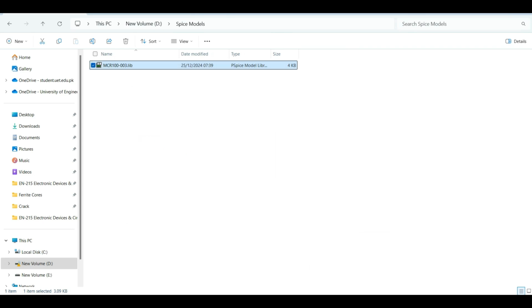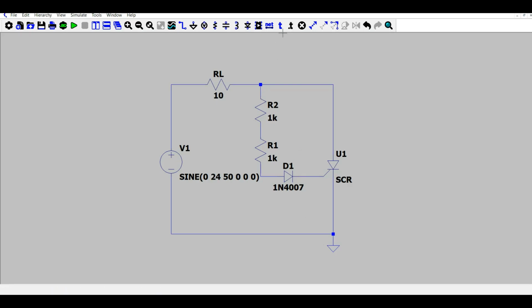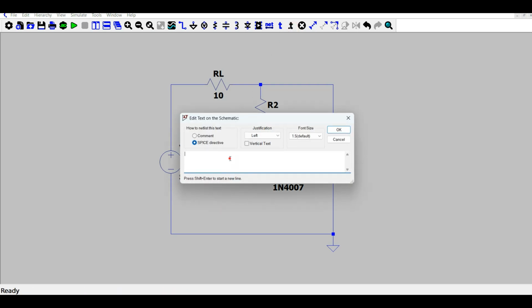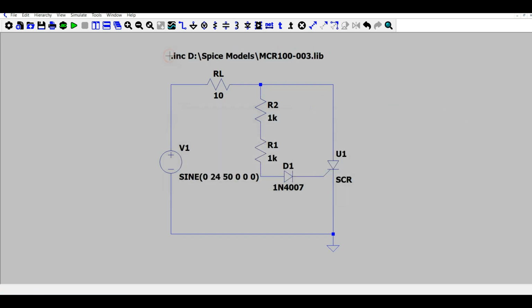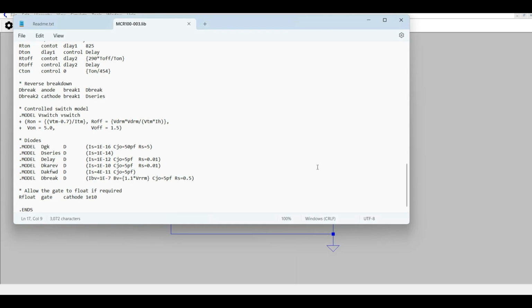Okay, so here let's go to the spice directive and then write .inc and paste the path of the file and place it here. Now let's open the thyristor.